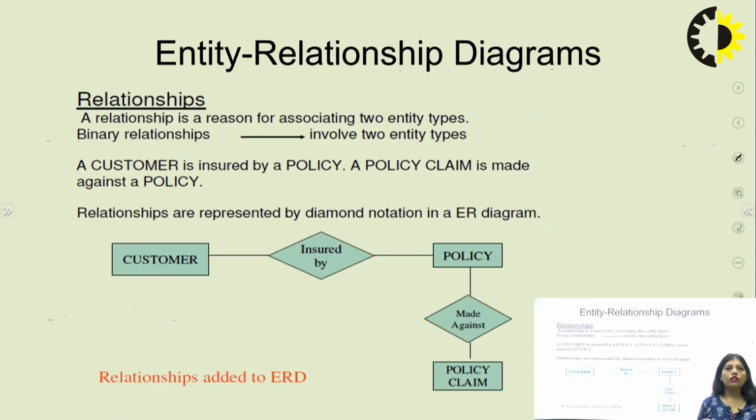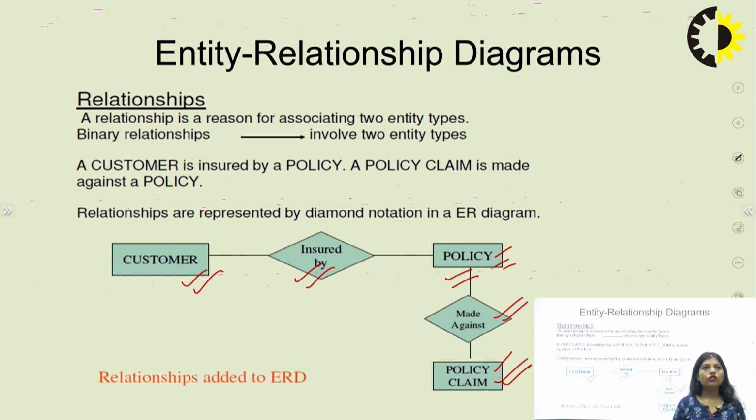Next is relationship. A relationship is a reason for associating two entity types. This is the symbol of the relationship, the diamond symbol, and it shows the relationship between two entities like customer and policy. It means the customer is insured by the policy, and the policy is made against a policy claim. So this relationship shows the relationship between the policy and policy claim. The relationship is represented by the diamond notation.